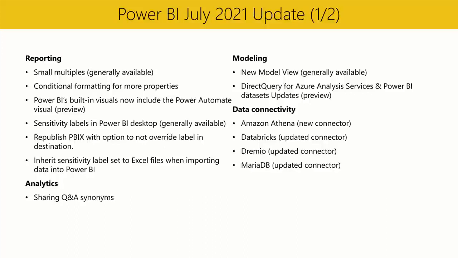In the data connectivity section, we're excited to announce the release of the Amazon Athena connector. Athena is an interactive query service that makes it easy to analyze data stored in Amazon S3 and other relational, non-relational, and custom data sources through federated queries. Using the Amazon Athena connector for Power BI, you can now query, analyze, visualize, and share insights from your data lake with teammates across your organization. We've also updated the Databricks, Dremio, and MariaDB connectors.